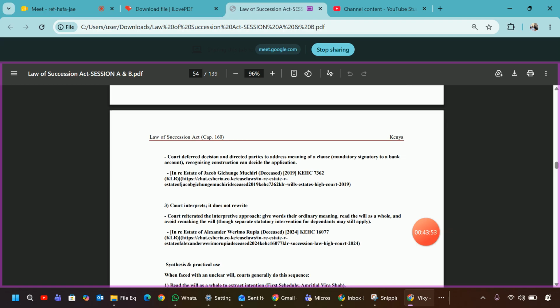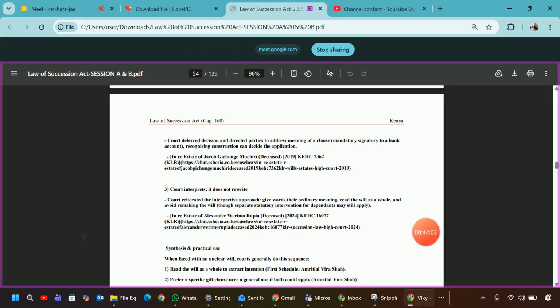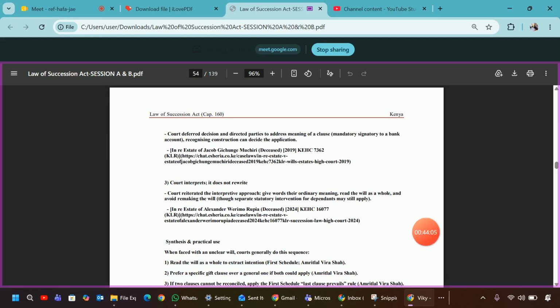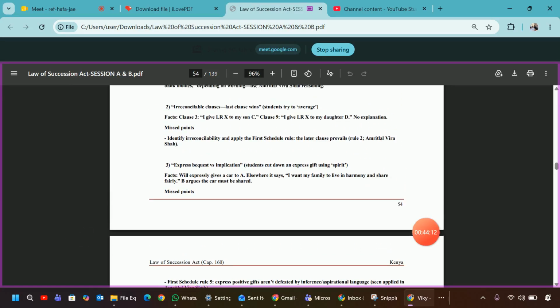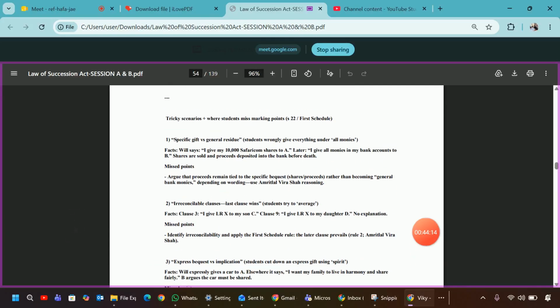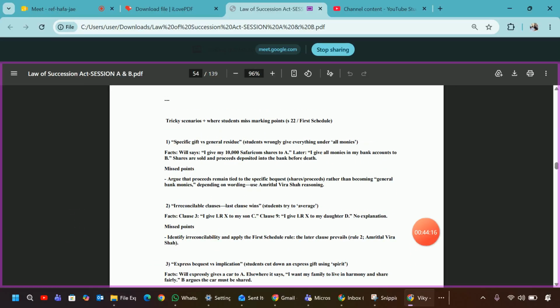So courts merely interpret and do not override. Courts reiterated the interpretive approach where they give words their ordinary meaning, read the will as a whole, and avoid remaking the will, though separate statutory intervention for dependents may still apply. So if we are to read now the application of specific gifts versus general residue, we say argue that proceeds remain tied to the specific bequest rather than becoming general bank monies.